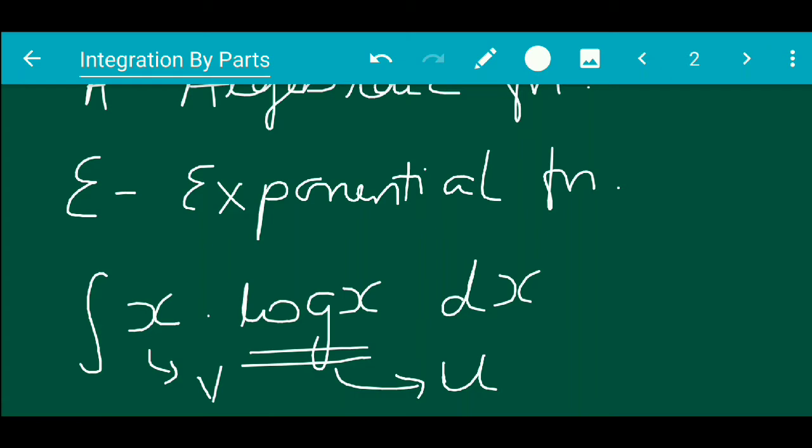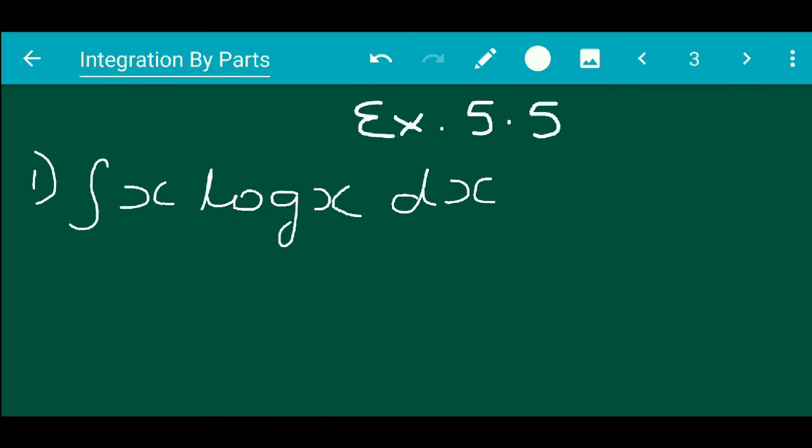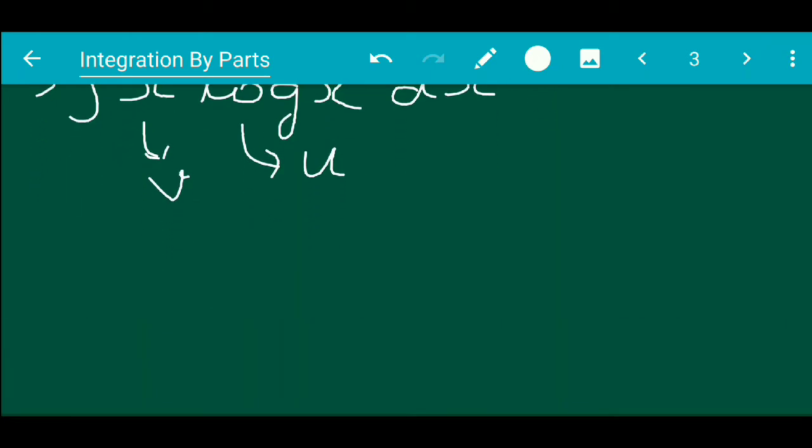It will become even better to understand if we start solving sums using this particular formula. So let us go on to exercise 5.5. Now in exercise 5.5, the first sum itself is the integral of x into log x. So according to the rule LAE, log comes first. So log x becomes u for us, and x of course becomes v. Okay, x is v and log x is u. So in the solution, the integral can be written as integral of log x into x.